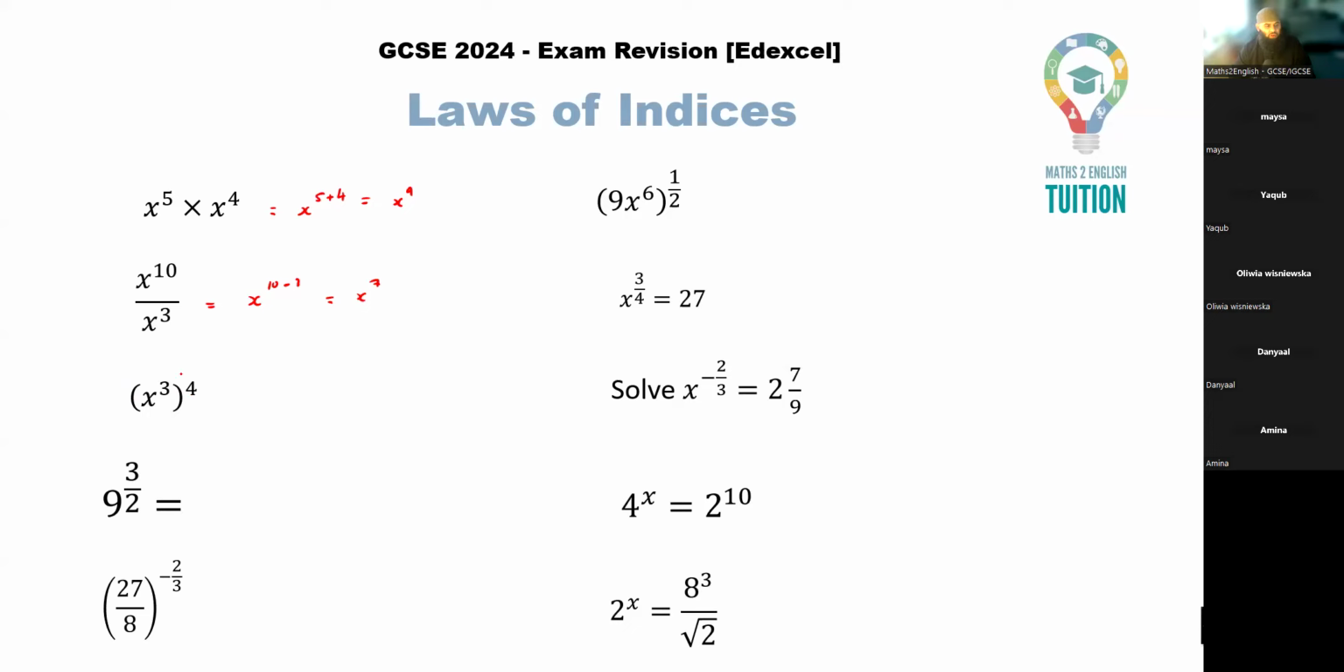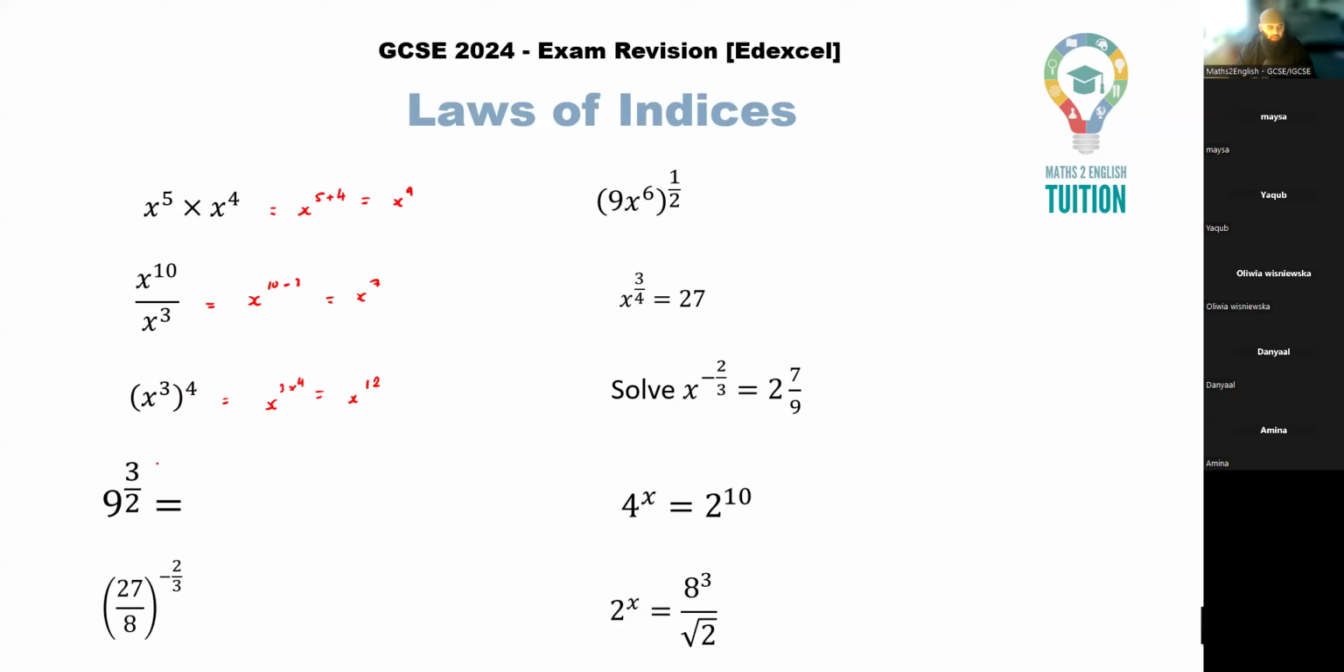Next question, when we have brackets, we're going to multiply. So we have x to the power of 3 times 4. We multiply the two, and 3 times 4 gives us x to the power of 12.